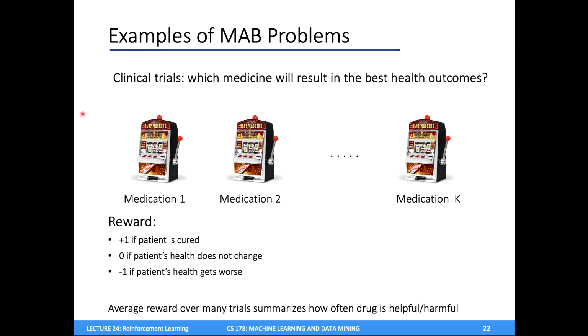Another example is something like clinical trials in medicine. So we've got a bunch of medications for a particular, say, disease. I'm going to figure out which of these medications is going to result in the best health outcomes. So here our rewards might be something like +1 if a patient is cured from taking this medication, maybe 0 if the patient's health doesn't change after taking it. It's kind of a null outcome. And maybe a -1 if this drug has really bad side effects. So we can set these rewards up in a very flexible way. And again, here the average reward over many trials is going to summarize how often this drug is either helpful or harmful.